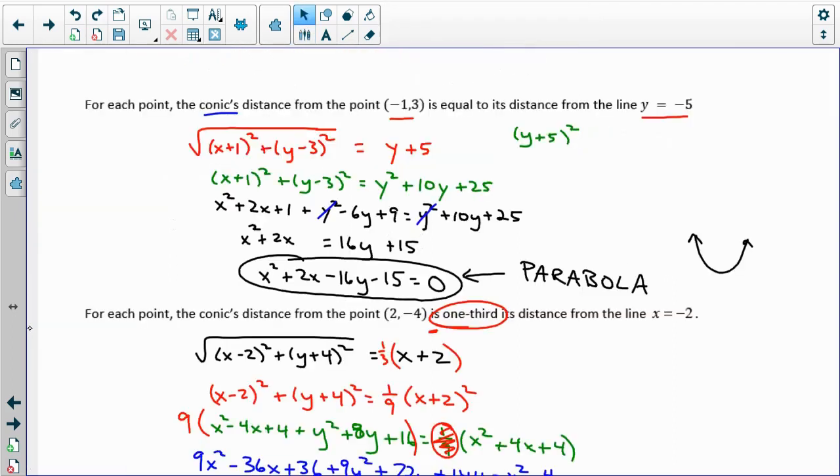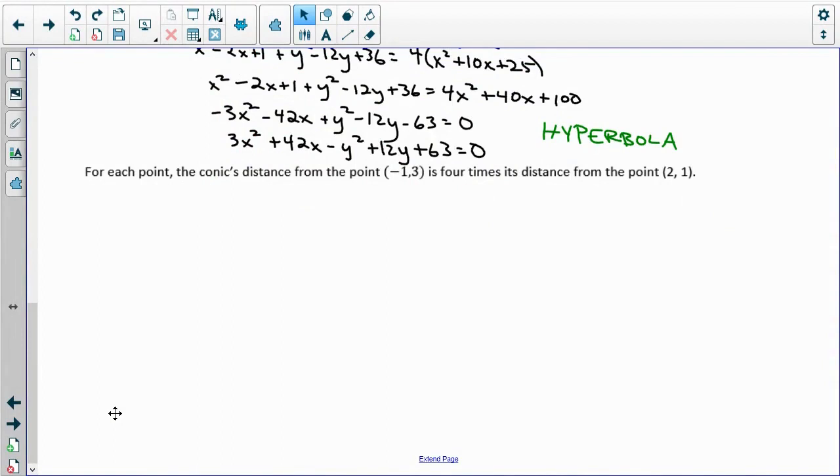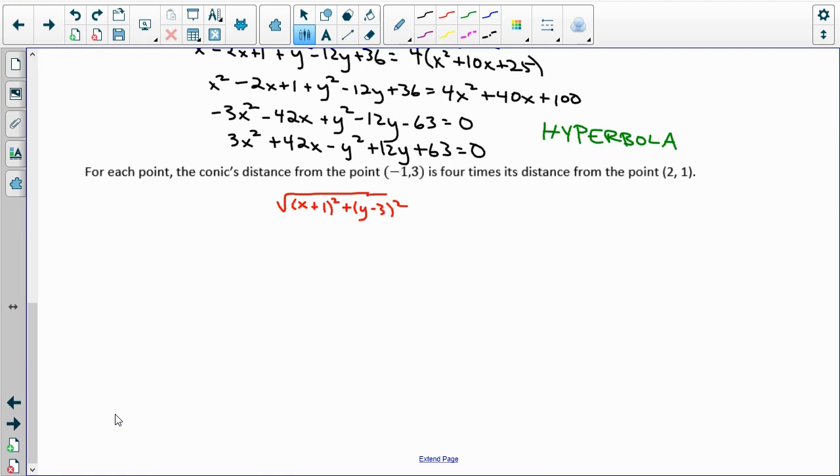Okay, now for each point, the distance from negative 1, 3 is 4 times the distance from 2, 1. So the square root of x plus 1 squared plus y minus 3 squared is equal to 4 times the square root of x minus 2 squared plus y minus 1 squared.